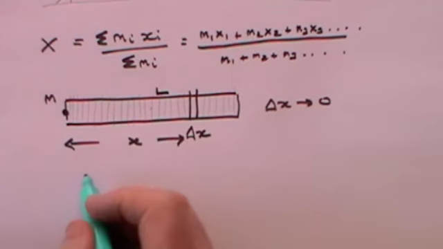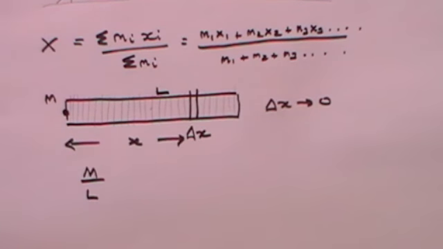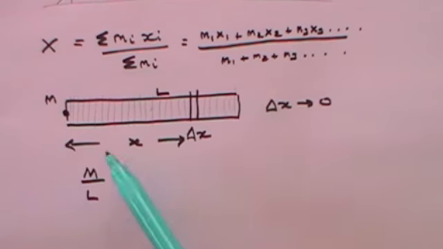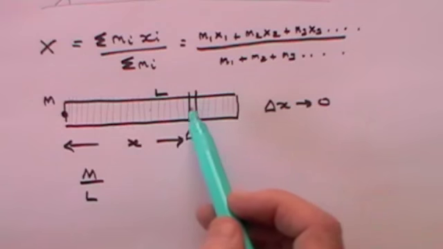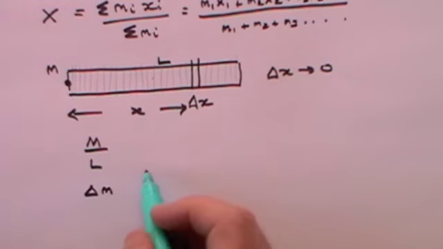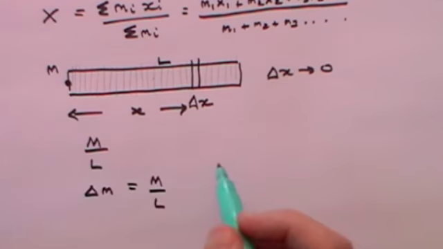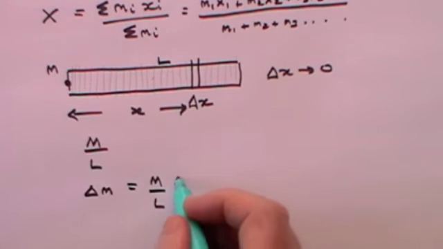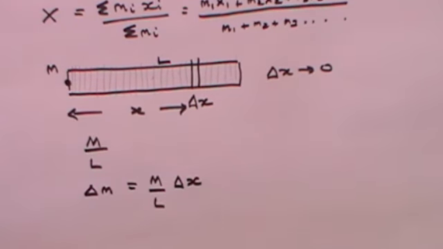The mass per unit length of this rod, which is the mass divided by the length, is the one-dimensional equivalent of density. Density in 3 dimensions is mass divided by volume. Here we're only considering the x-axis, so we've got 1 dimension, and the kind of one-dimensional density is mass per unit length. So the mass of this little element here, which I'm going to call delta m, is going to be the mass per unit length times the length of the little element, which is delta x.